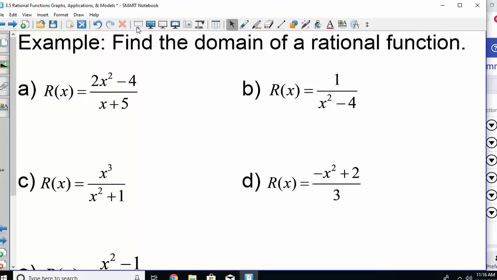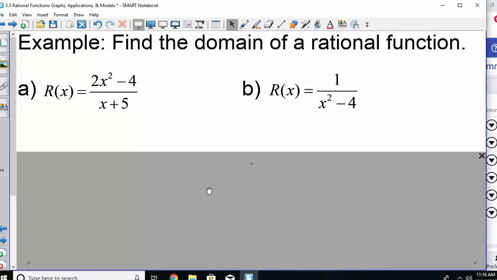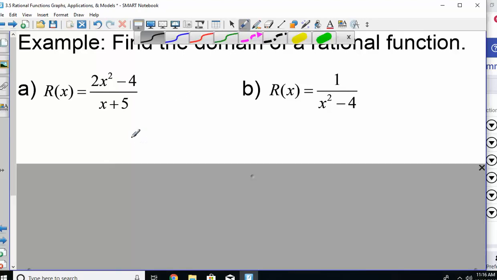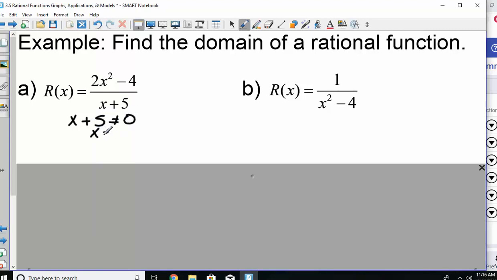So I want to just start out practicing finding the domain of rational functions. If it's rational, the denominator can't equal 0. So in this first one, x plus 5 can't equal 0. So x can't be negative 5. How would I write that then? Negative infinity to negative 5, union negative 5 to infinity. That would be my domain.